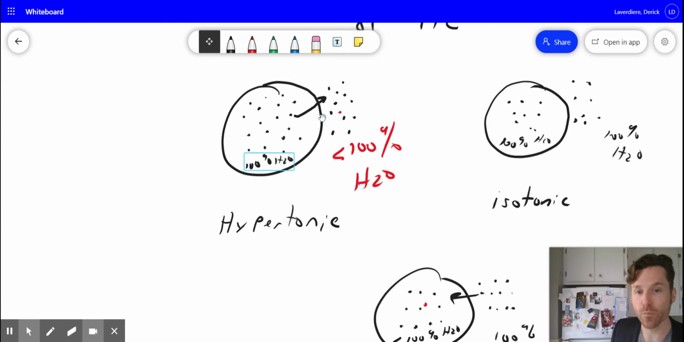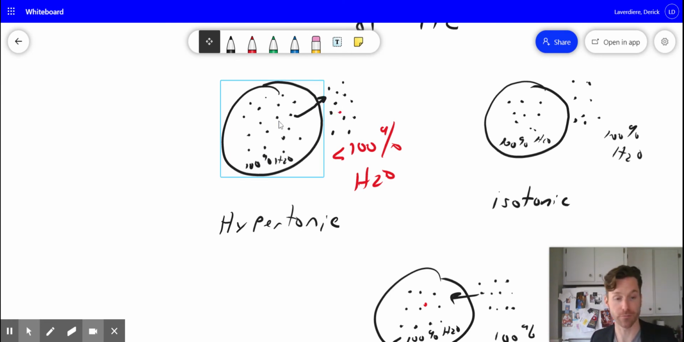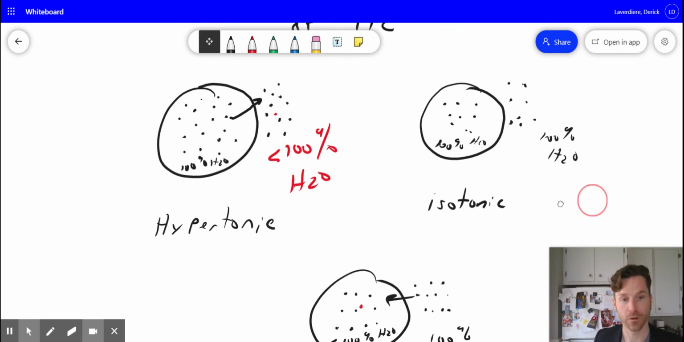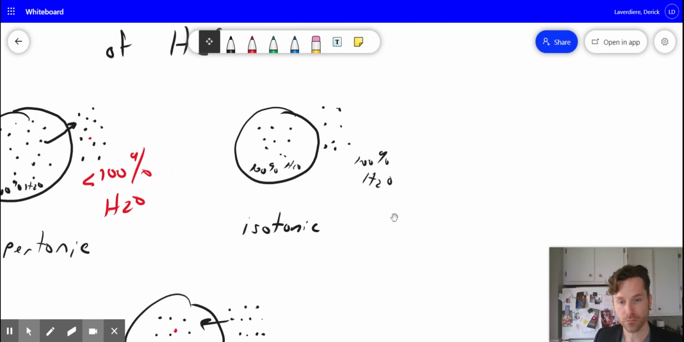When you have more stuff outside the cell than inside the cell, right? More non-water stuff, that is hypertonic. Okay, hyper, I think of it being like big, large, energetic. It's more. Okay, and we're talking about the stuff, not the water, but the stuff. So hypertonic is there's more stuff outside the cell, and the water will move out of the cell to try to balance it.